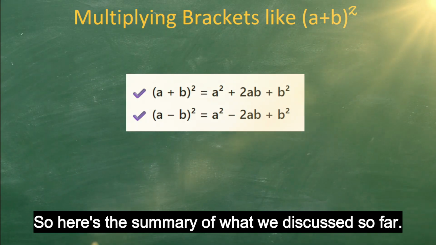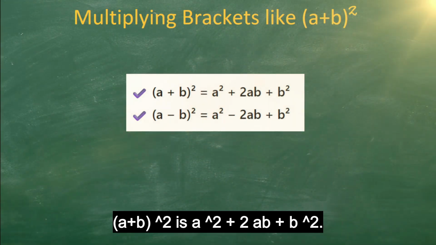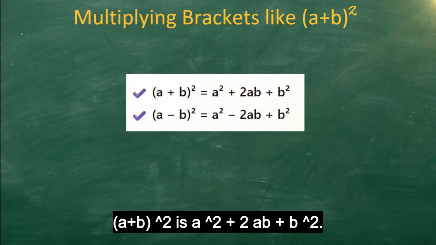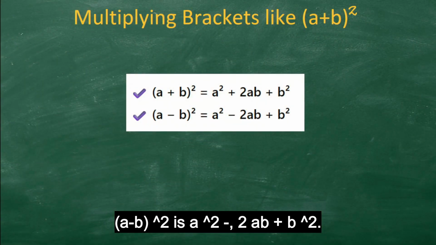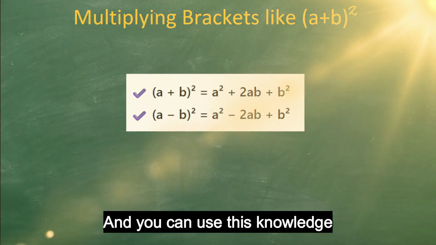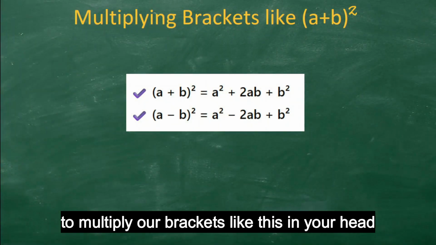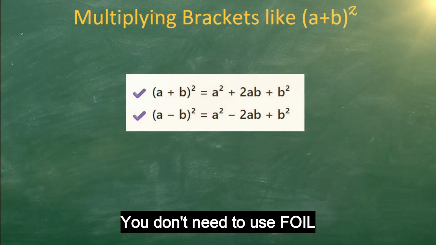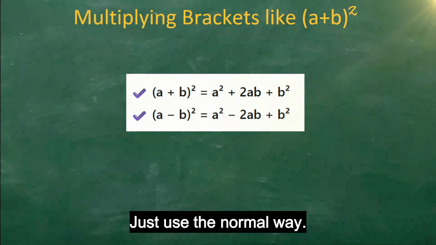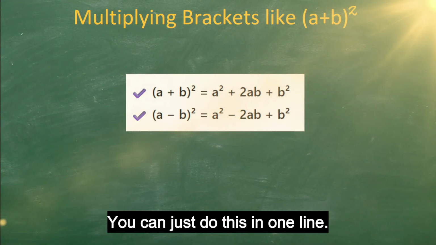So here's a summary of what we discussed so far. (a + b) squared is a squared plus 2ab plus b squared. (a - b) squared is a squared minus 2ab plus b squared. And you can use this knowledge to multiply out brackets like this in your head really quickly. You don't need to use FOIL. There's no other stress. Just use the normal way. You can just do this in one line.